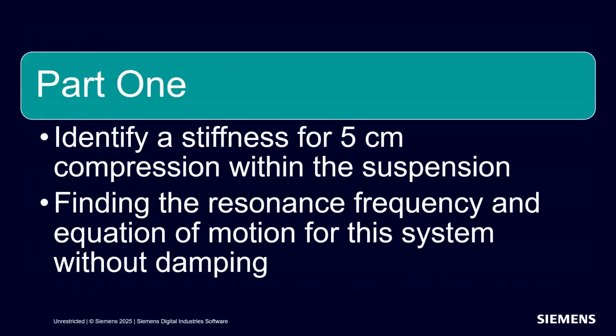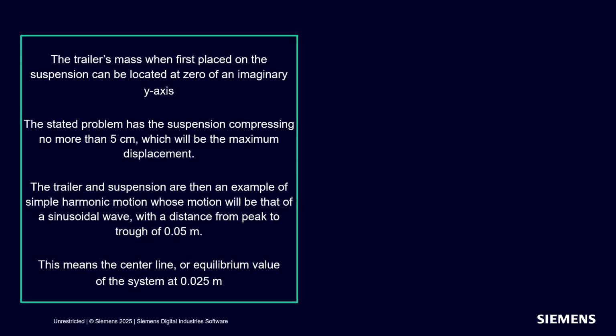For part 1, the undamped system's required stiffness is found, as well as the resonance frequency and equation of motion within these parameters. To determine the suspension's needed stiffness, let's establish first that the trailer's initial position, as soon as it is placed upon the suspension, is at 0, and cannot move further down than 5 centimeters or 0.05 meters. The trailer mass with the suspension stiffness will act in simple harmonic motion, being a sinusoidal wave with a peak to trough distance of 0.05 meters.